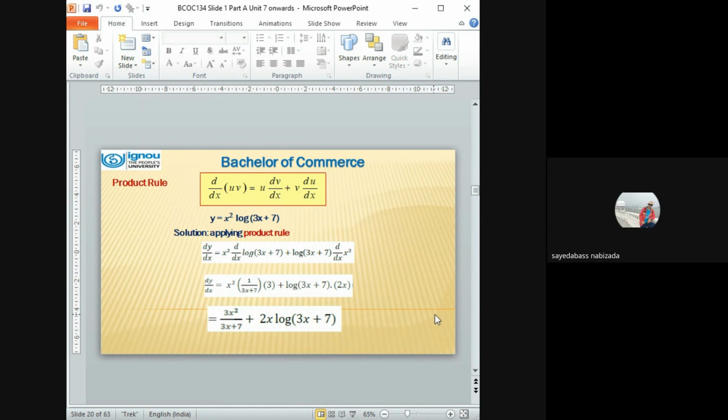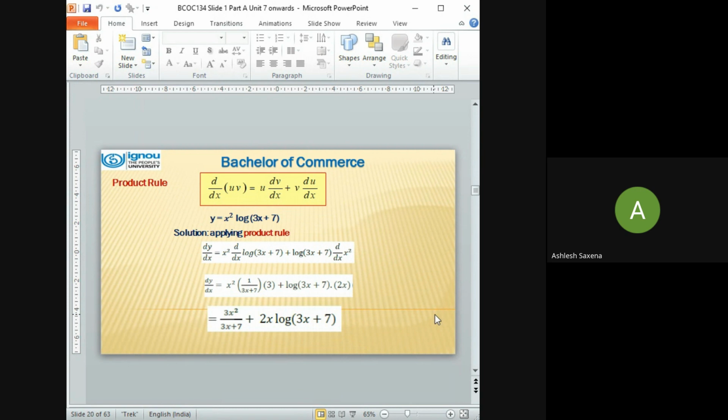Yes, sir. Okay. So what I will be doing, I will be keeping x square as the first function, x square into derivative of log (3x plus 7), plus log (3x plus 7) into derivative of the first function. Correct? Yes, sir. The derivative of log x is 1 by x. Now I will be telling you the chain rule.